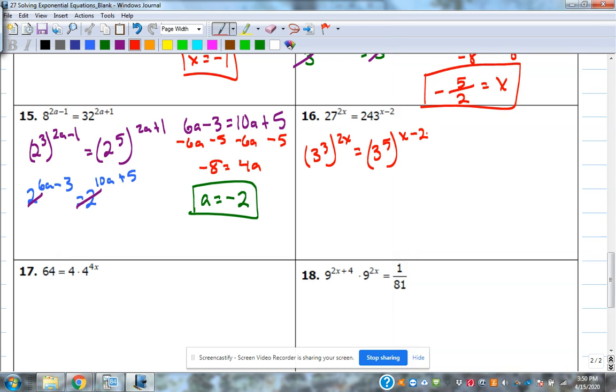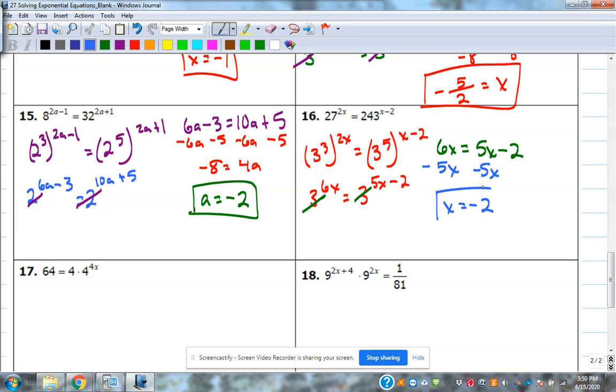X minus 2. And again, I'm going to multiply. So 3 to the 6x, 3 to the 5x minus 2. Drop the 3s. 6x equals 5x minus 2. Subtract the 5x. An easy problem here. That's going to be x equals negative 2.